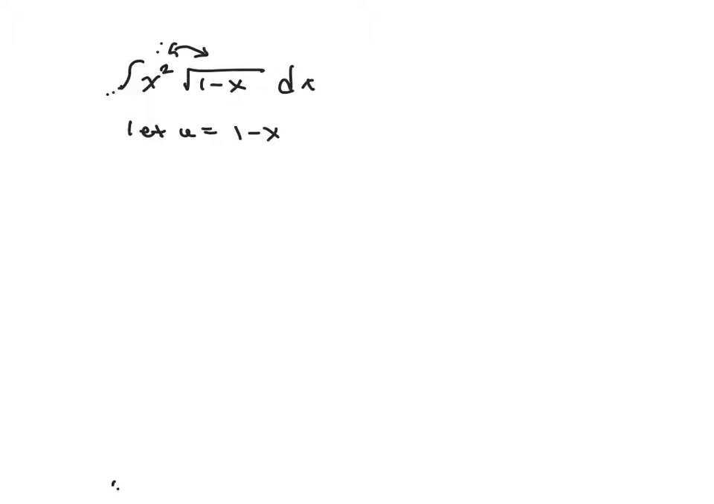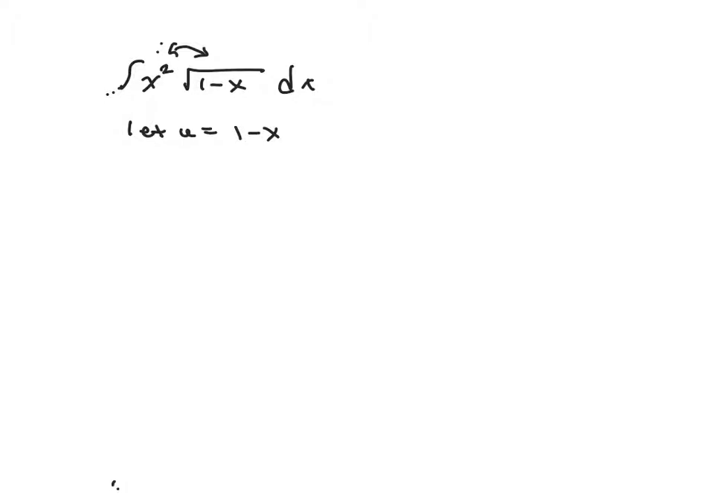So there's a lot of trial and error with this, but I'm going to let u equal 1 minus x. And if you pick the wrong thing, you're going to hit a dead end. Sometimes you can do this multiple ways. You don't always have to pick the same thing I do, but that's what I think will be the easiest.